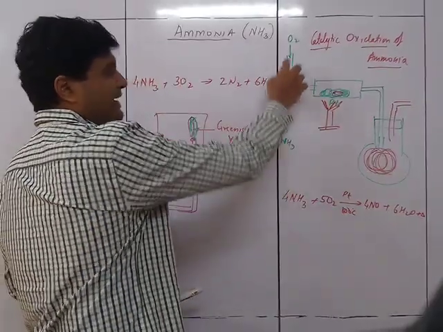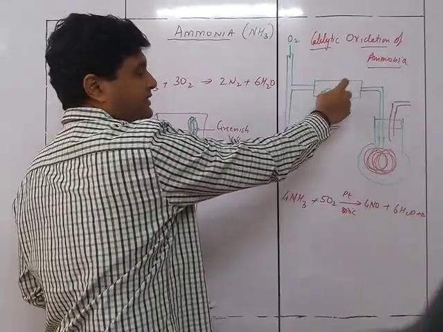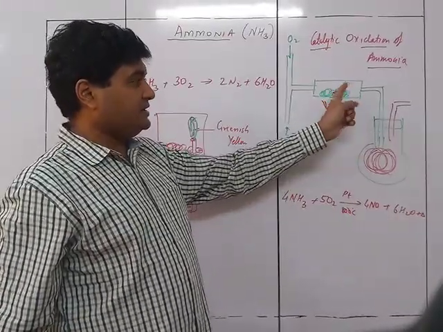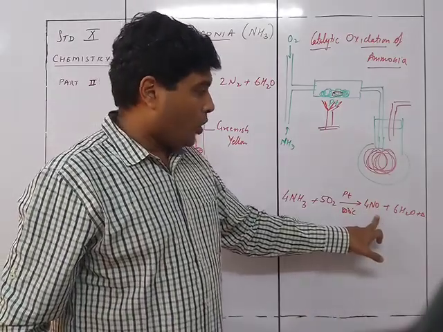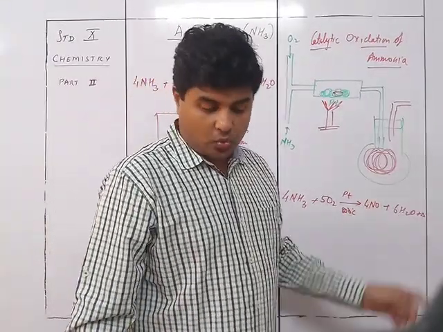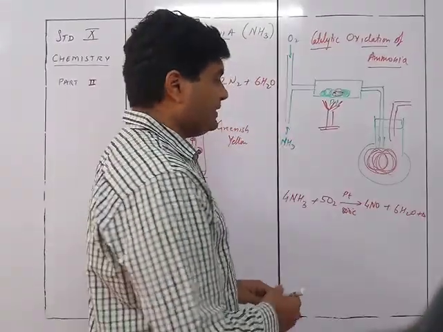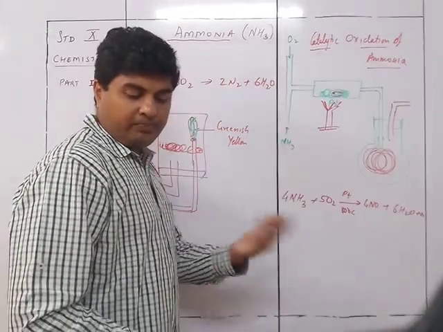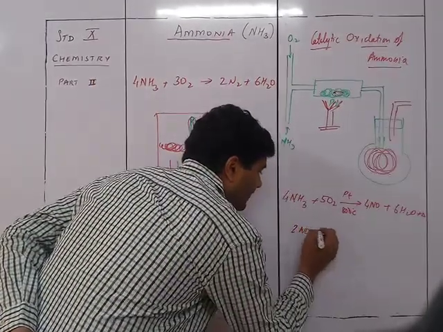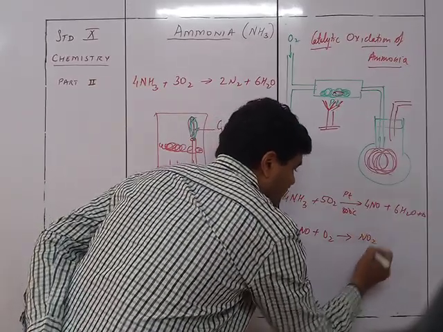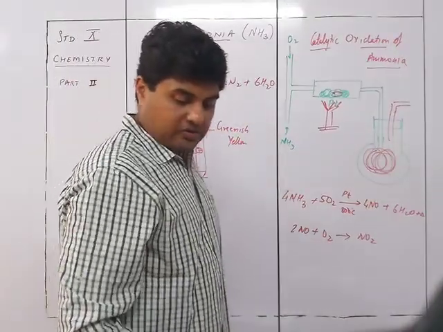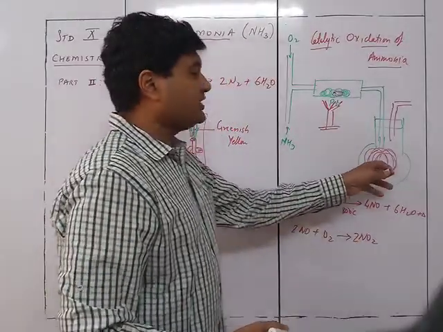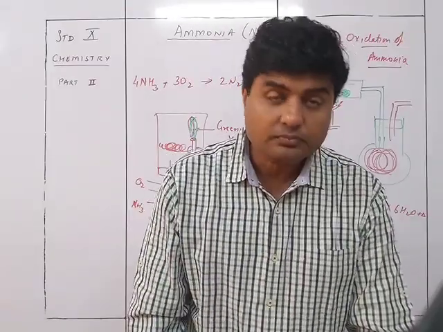So ammonia from one side, oxygen from the other side, combining together in this particular catalytic chamber, which contains platinum as a catalyst at 800 degrees Celsius. It is going to give me NO plus H2O. Now the oxygen which is coming over here, this NO is further going to be oxidized: 2NO plus O2 giving me 2NO2. The formation of NO2 is going to take place, which is going to give you the reddish brown color in the flask.